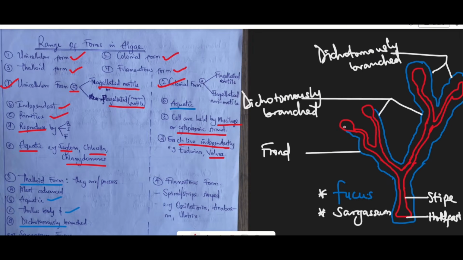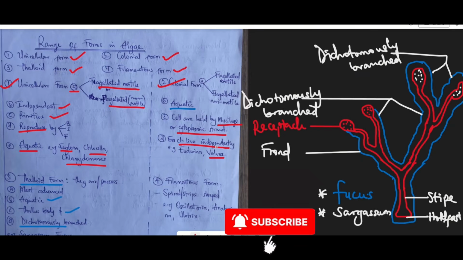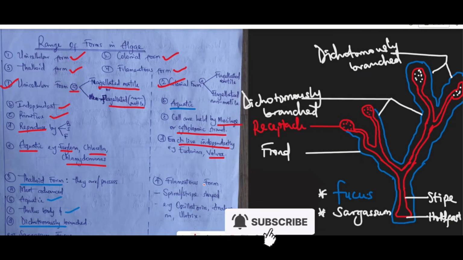And lastly, they are made up of tiny particles in their receptacle. These tiny particles are present in their receptacle. Okay, so this round stuff here is called the receptacle. And lastly, the filamentous algae. The filamentous algae are usually spiral shaped. Example, we have Oedogonium, Spirogyra, and Ulothrix. On this note, we are done with the range of forms that algae exist in.